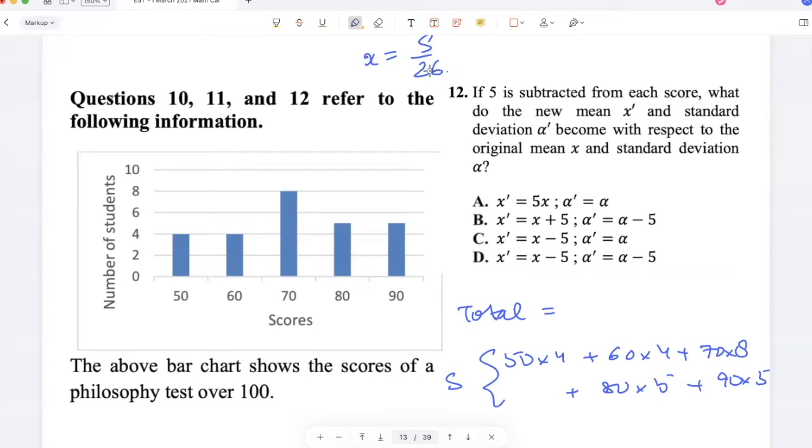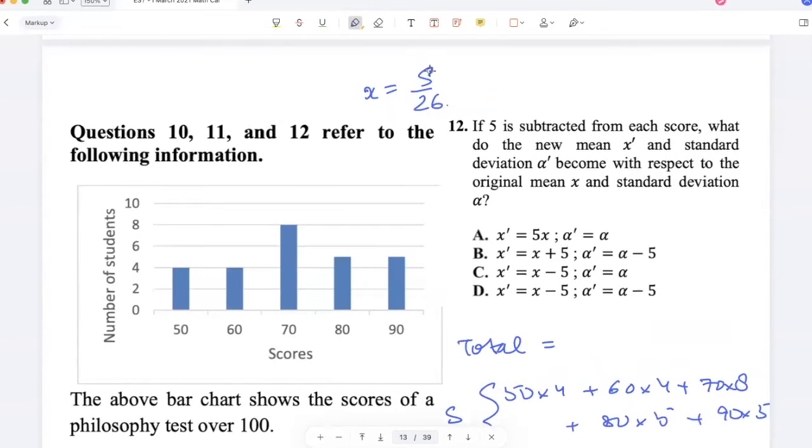Now I'm subtracting 5 from the score of everyone, right? So then my X dash would be S minus 5 into 26 by 26, because for each student, I'm subtracting 5. So that would be, let me write here, X dash is S by 26 minus 5. But S by 26 is X, so X dash is X minus 5. X dash is X minus 5, right? So A and B are out.